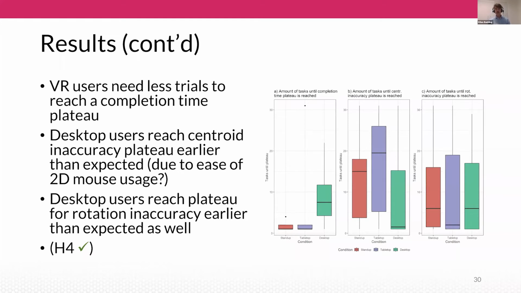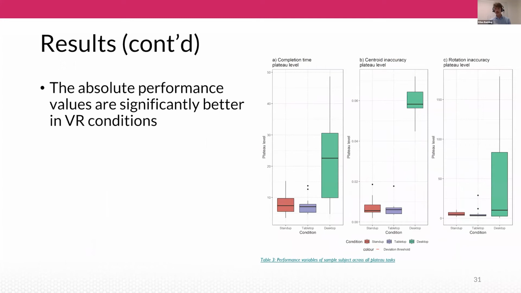On the next slide, we see at what level they stabilize, and this paints a different picture. Even though in plot B and C, we saw that there is no significant difference at when the subjects stabilize, we see that there is a significant difference, at least for centroid inaccuracy, at what level they stabilize. This is also true for completion time. Again, desktop users take more time and have a lower centroid inaccuracy, even at their plateau phase.